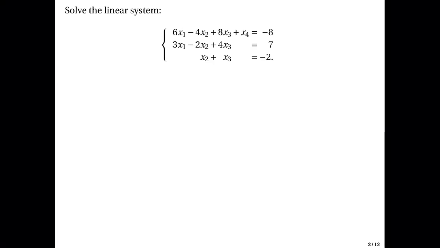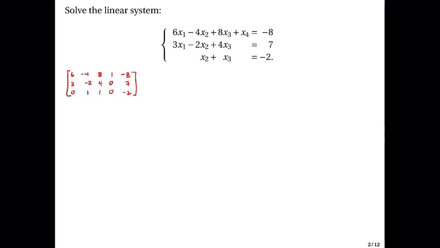So what we're going to do is to start with the augmented matrix. Here we will have 6, negative 4, 8, 1, negative 8. And then we have 3, negative 2, positive 4, and 7. And then 1, 1 here. So 0 here, 0 here. By the way, 0 here. And then we have negative 2.